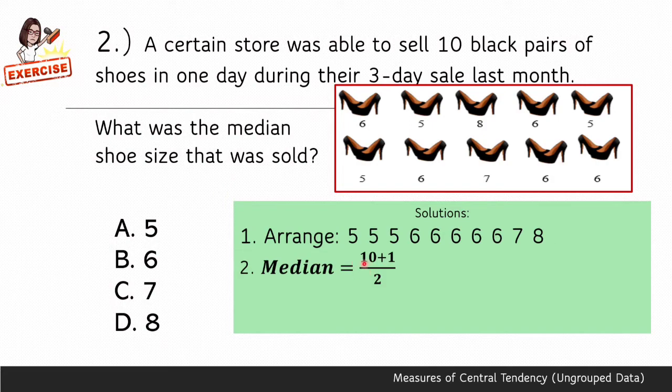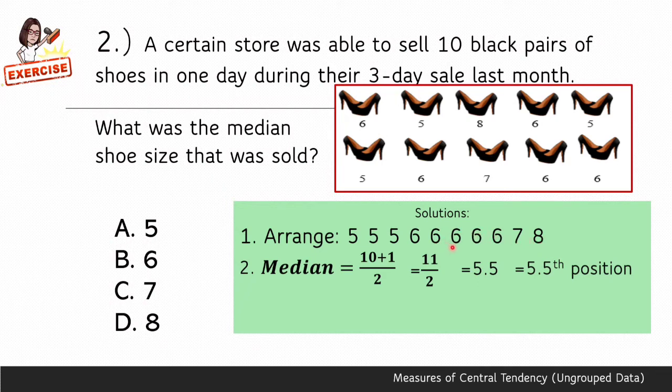So 10 is the number of scores. 10 plus 1 would give us 11. And we divide 11 by 2, we will get 5.5. That's the position in between the 5th and 6th position. So let's count. 1, 2, 3, 4, 5, and 6. Okay, so it's 6, 6. Let's start counting from the highest number. 1, 2, 3, 4, 5, and 6.